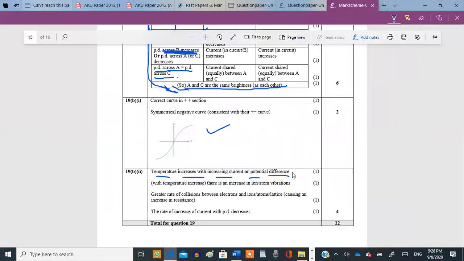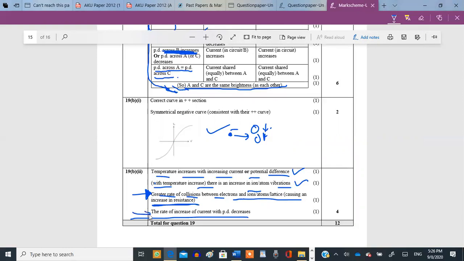Temperature increases with the potential difference. Increase in temperature, increase in lattice vibrations, greater rate of collisions between electrons and the lattice atoms. We didn't write this point. Also, the rate of increase of current with the potential difference decreases. These two points need to be written in the answer. Of course the lattice vibrations will rise, but they will cause collisions. They will collide with the electrons that flow. So this is one point. Please add this to your answer. The greater rate of collisions between electrons and the lattice atoms, which causes the increase in resistance.